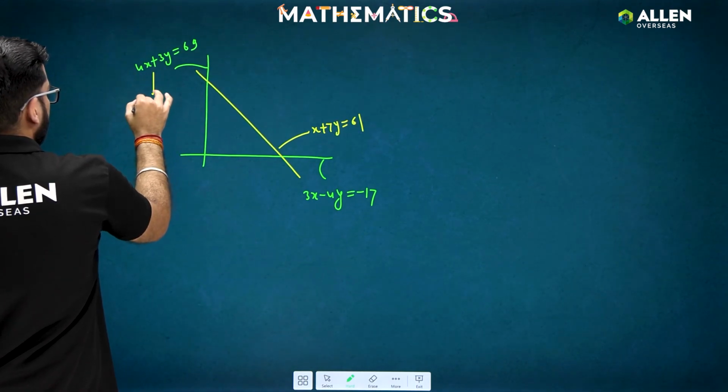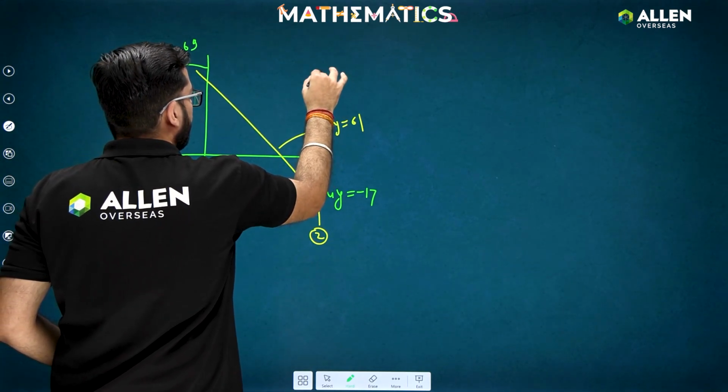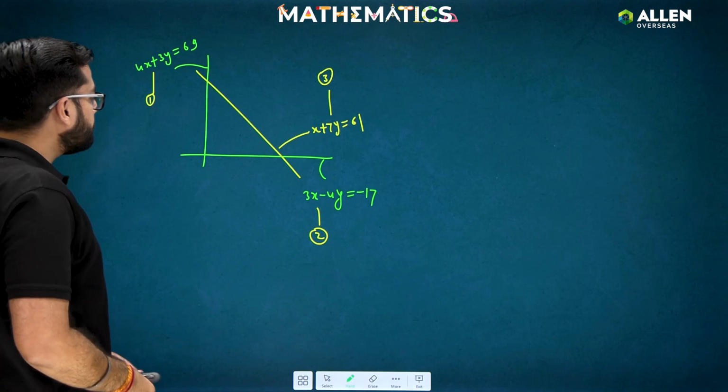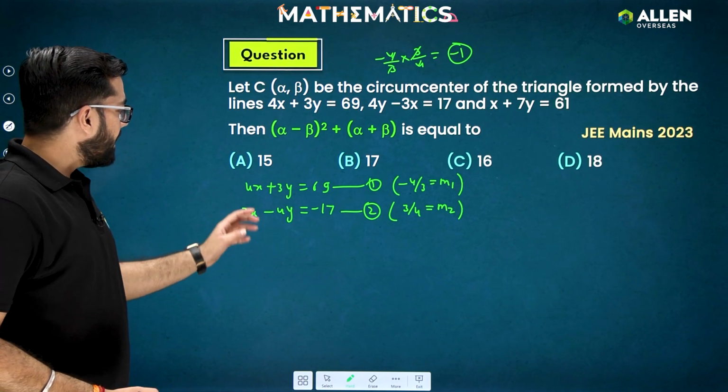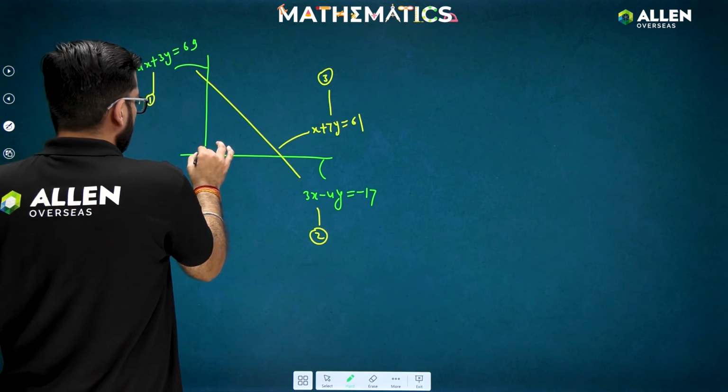This one I am going to write as equation number 1, this one as equation number 2, and this one as equation number 3. Now here these two lines are perpendicular, that's why I have made it in this way. These two are perpendicular.